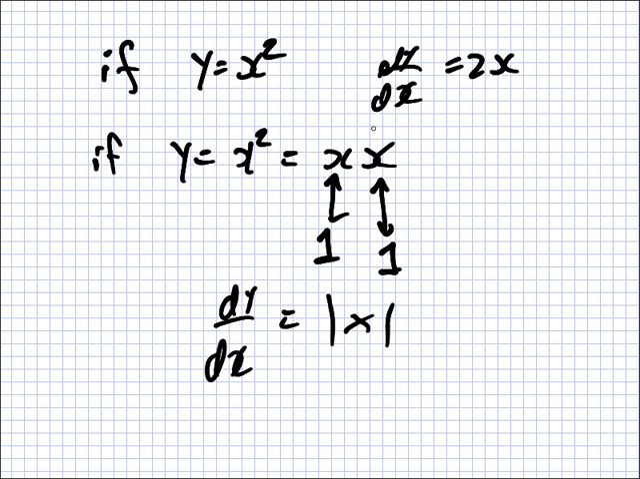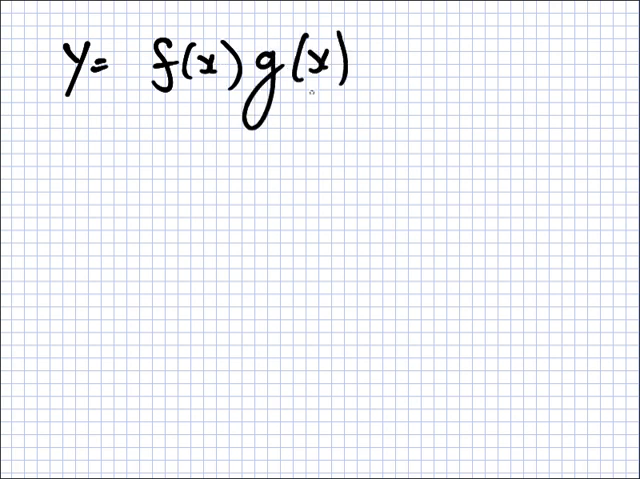So we need to figure out, well then what is the rule? You don't have to write that bit down, it's just me talking. So let's figure out what the rule is. If we have f(x) times g(x), what's the derivative? And I'm telling you now, it's not f derivative times g derivative. Let's figure out what it is.